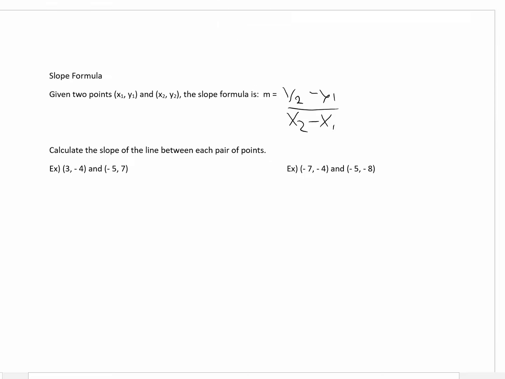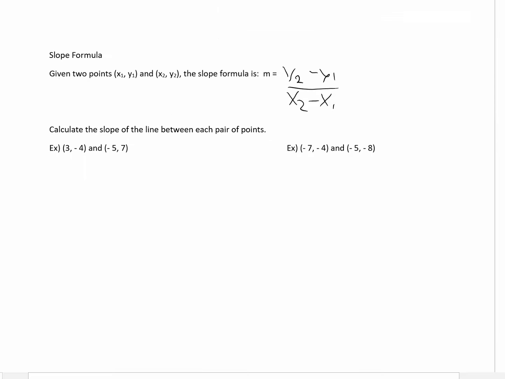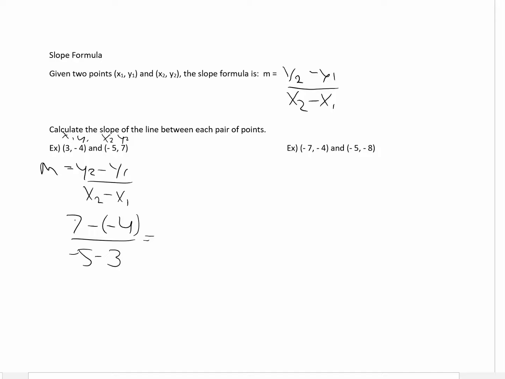Okay, so now let's calculate the slope of the line between the two points. So the slope is y2 minus y1 divided by x2 minus x1. I'll label x1, y1, x2, y2. So that is 7 minus a negative 4, and that's over negative 5 minus 3. So 7 minus a negative 4, that's 11. Negative 5 minus 3 is negative 8. So my slope is negative 11 over 8.